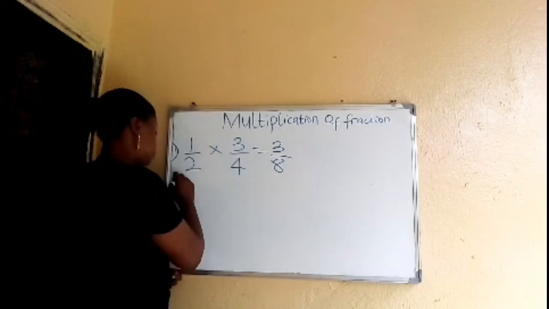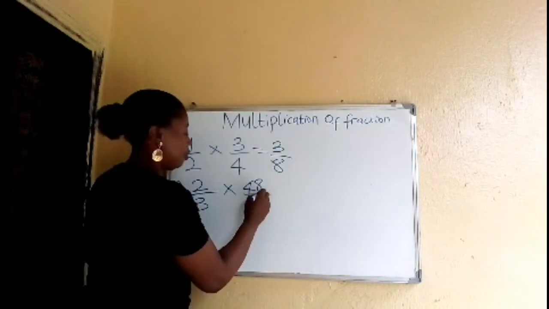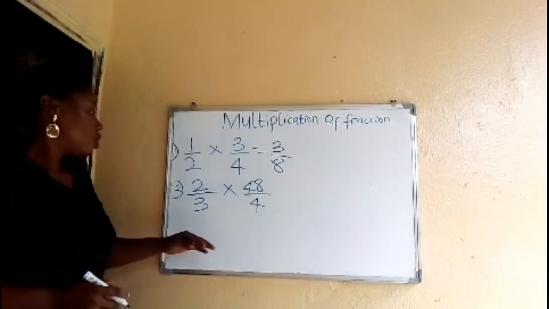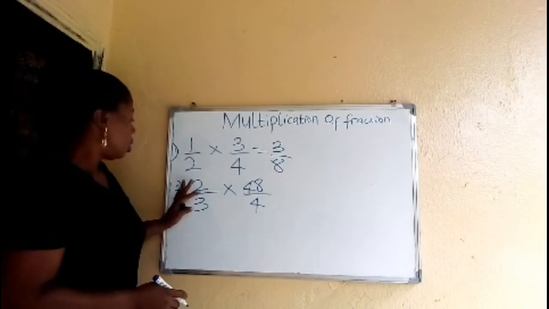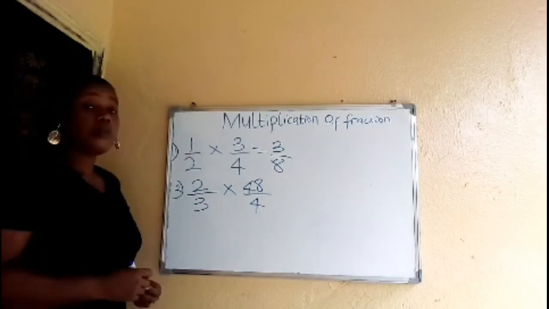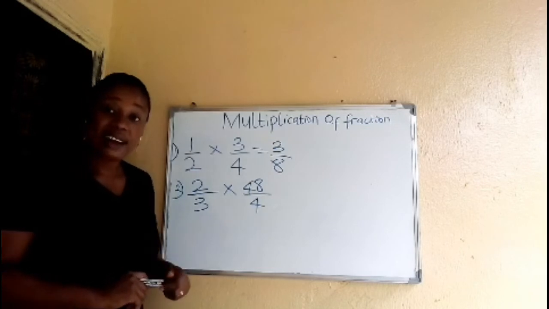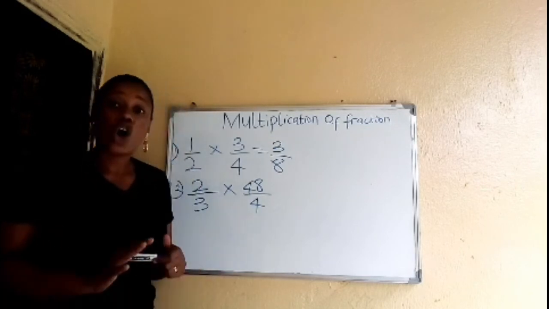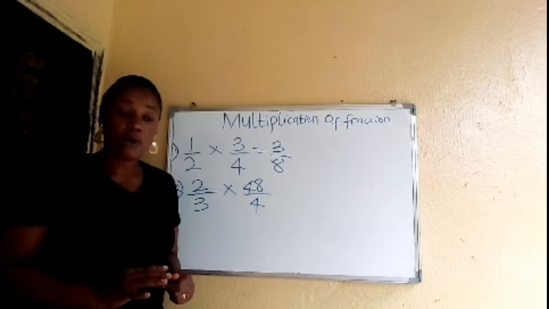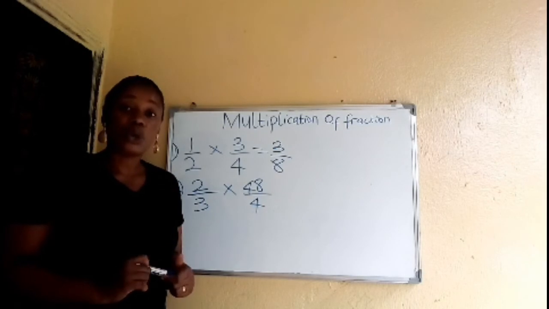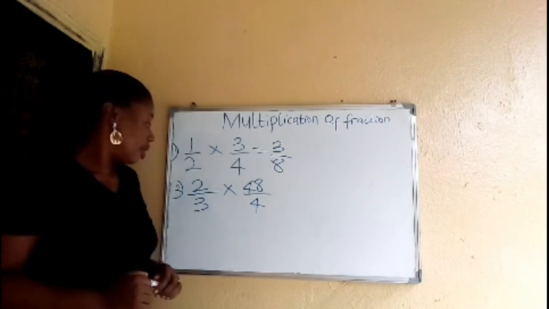Number 2. So the second question. Let us multiply this fraction out. But before we multiply, we have to check if there are common multiples. So if they have common multiples, that means we will use that multiple to divide.